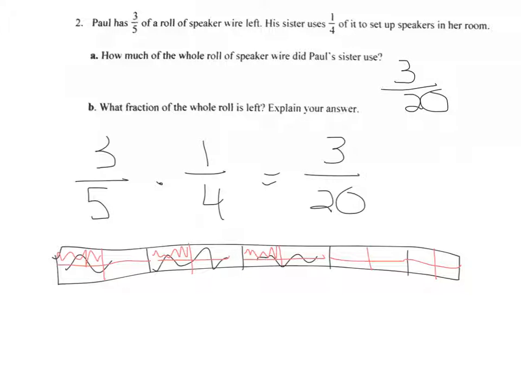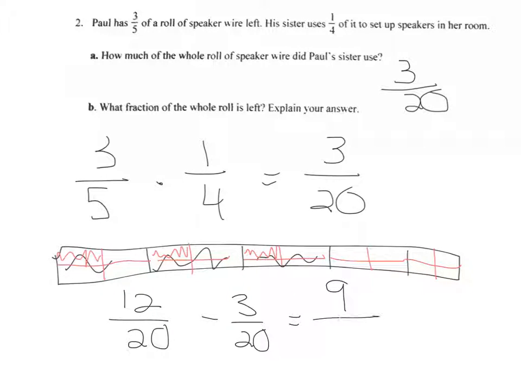And it says what fraction of the whole roll is left. Well, if you think of this, he had 3/5, which we can tell now is actually 1, 2, 3, 4, 5, 6, 7, 8, 9, 10, 11, 12. He had 12/20ths. We are taking away 3/20ths, which would leave us with 9/20ths that he has left over. Or you could think of it as 3/5 minus 3/20ths, and you would just have to find the common denominator. Remember, when you're subtracting or adding fractions, you must have that common denominator.